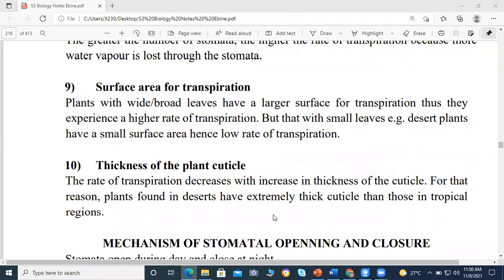So we had talked about those factors. There are factors which are environmental, others are physiological or structural. So the environmental factors are those factors of the environment that influence.